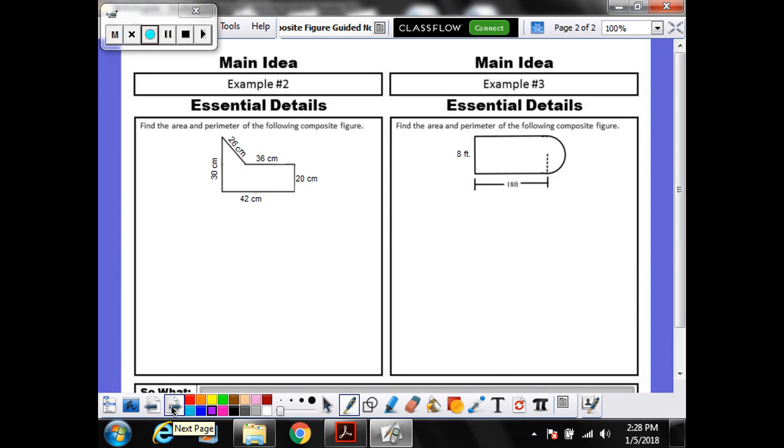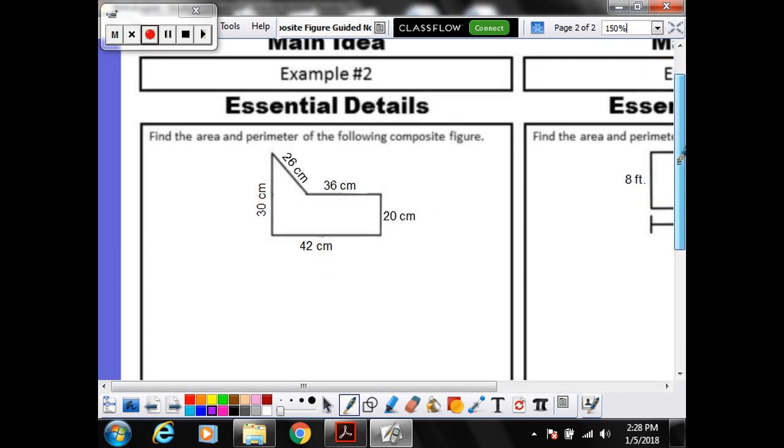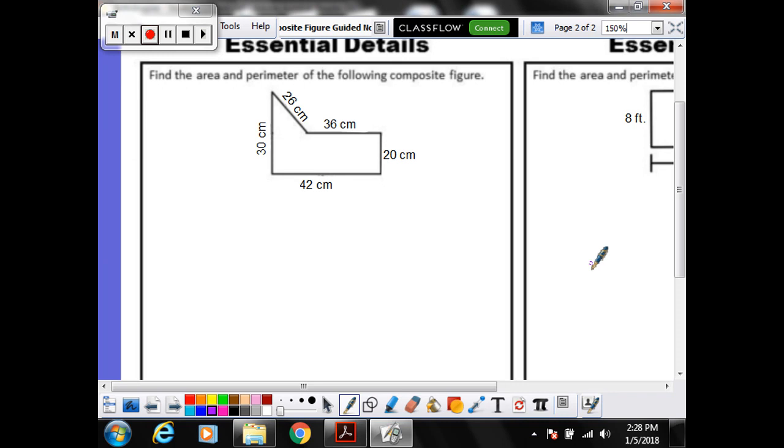All right, so flipping on to the back, we have 2 more examples. This time we have an example with a rectangle, and then if I want to split this one, we need to find the area and perimeter of this. So area and perimeter.